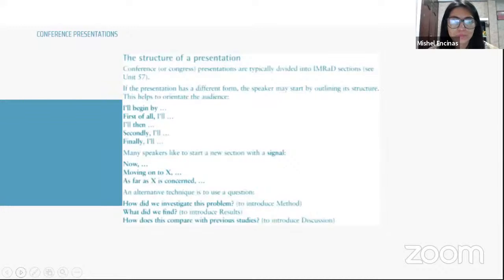I hope so. Okay, to make conference presentations, the structure of a presentation. Conference or congress presentations are typically divided into IMRAD. Okay, let's check.